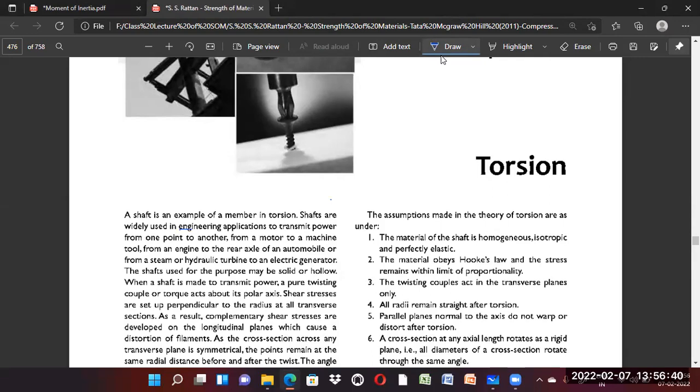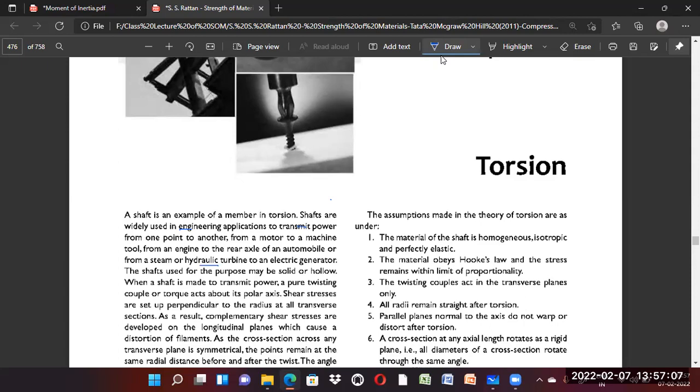It is nothing but a circular bar, almost always circular, which transmits power from one point to another, from a prime mover to the supporting stakes, from a motor to a machine, or from an engine to the rear axle of the automobile, or from a steam or hydraulic turbine to an electric generator.